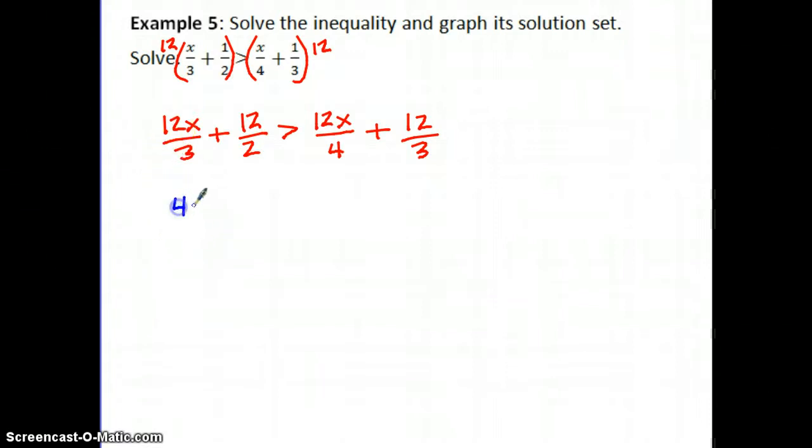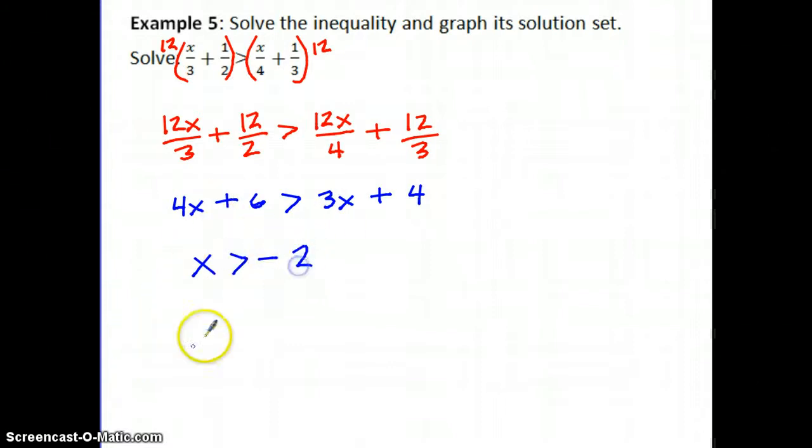12x over 3 is going to give us 4x. 12 over 2 is going to give us a 6. 12x over 4 is going to give us 3x, and then that gives us a 4 there. So now if we subtract 3x from both sides, we have 1x, and then if we subtract 6 from both sides, we have a negative 2.